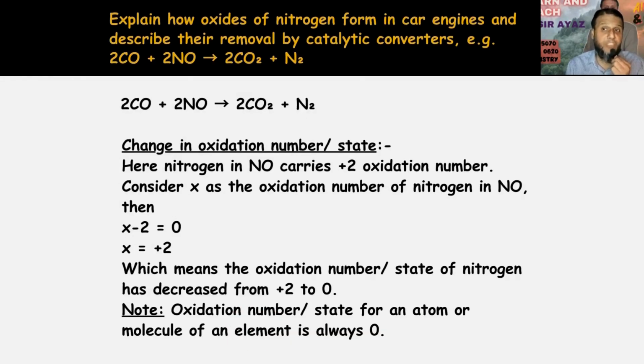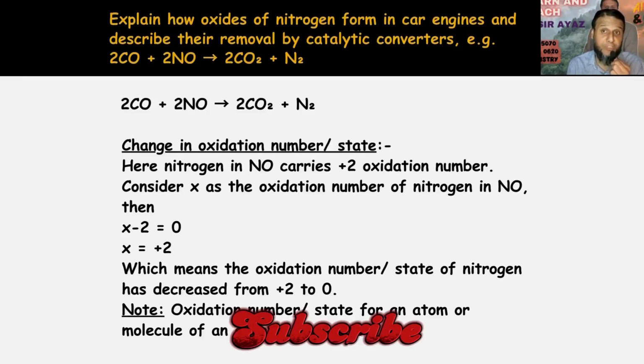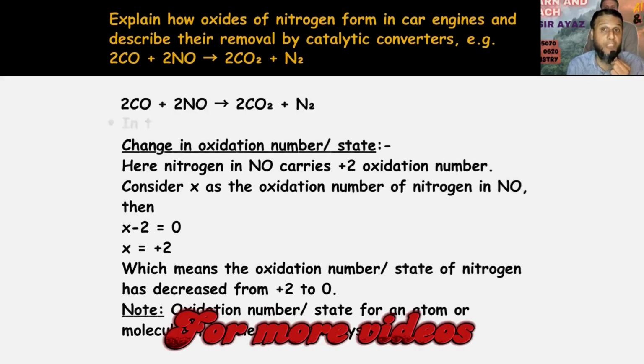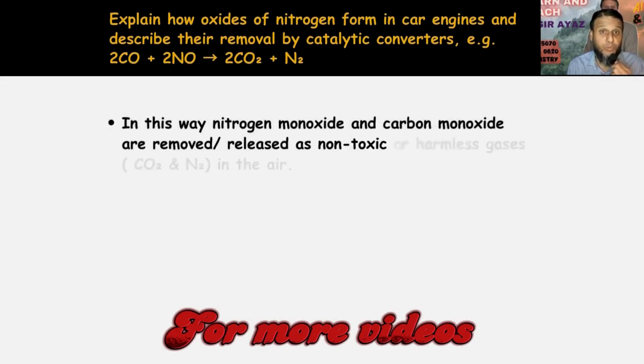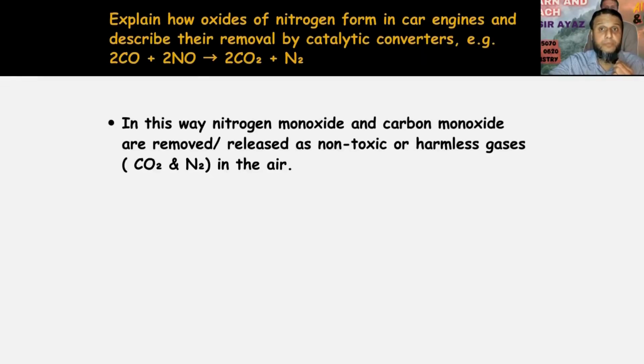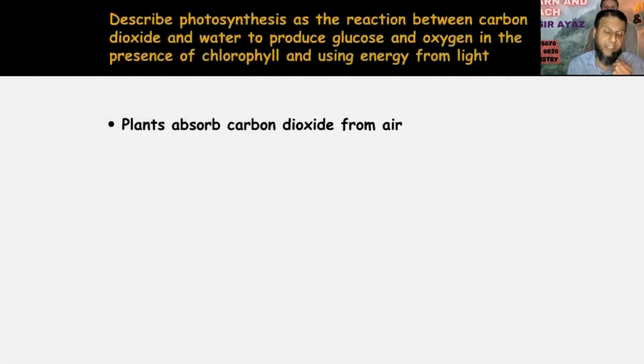The change in oxidation number will also be explained for nitrogen. In nitrogen monoxide, as oxygen is again more electronegative than nitrogen, it must have its valency as its oxidation number, which is -2. And nitrogen will be carrying +2 as its oxidation number. Therefore, for nitrogen, the oxidation number decreases from +2 to 0. Therefore, nitrogen monoxide and carbon monoxide are converted into non-toxic or harmless gases released in the air.